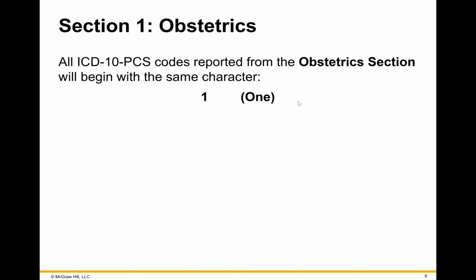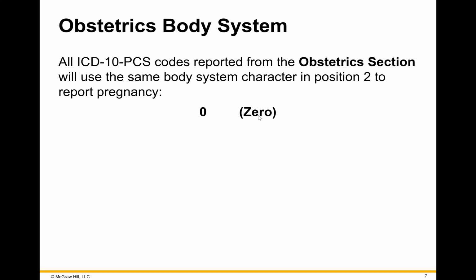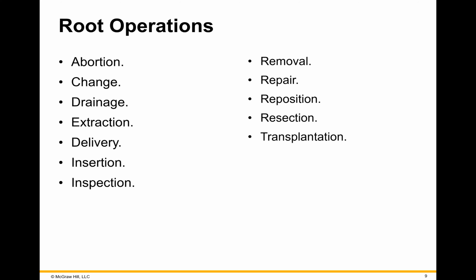And again, for all PCS codes reported from the obstetric section, the first character will always be 1, as in the number 1. They use the same body system character in the second position to report a pregnancy. And again, root operations. These are the types of things that you can go directly to. If you're comfortable with that, I would suggest get the text of the procedure or operative note and see what you see in the alphabetic index first.